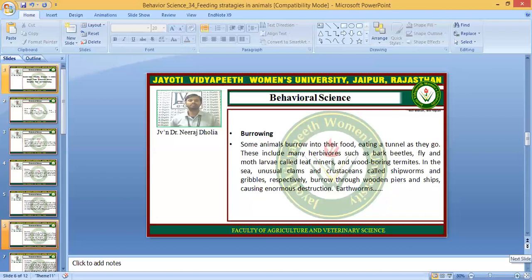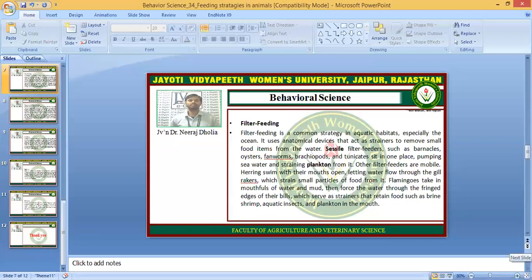Burrowing is another type of food strategy, and animals burrow into their food, eating a tunnel as they go. These include many herbivores such as bark beetles, fly and moth larvae called leaf miners, wood-burrowing termites, etc.